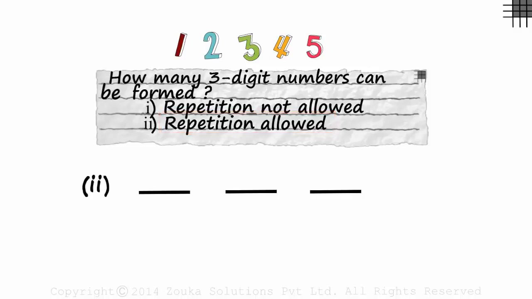I want you to try this. Remember, repetitions are allowed. So now we are allowed to consider all numbers which we had ignored earlier. We should have the possible numbers greater than 60. Try it.